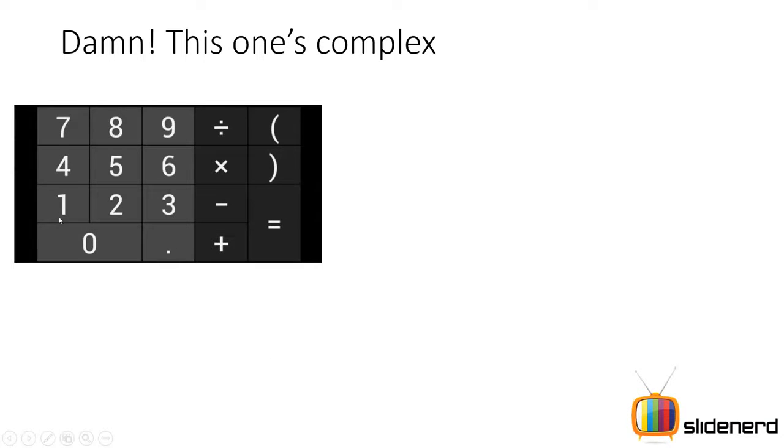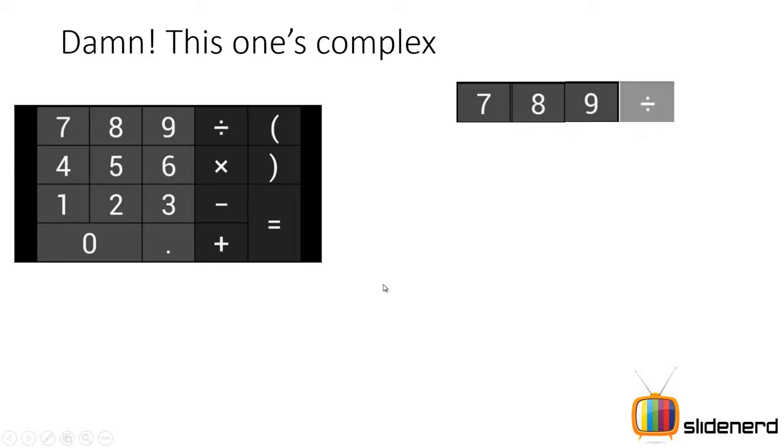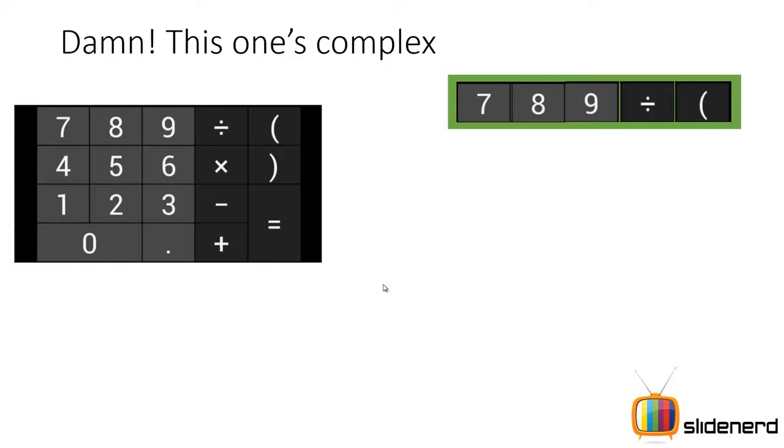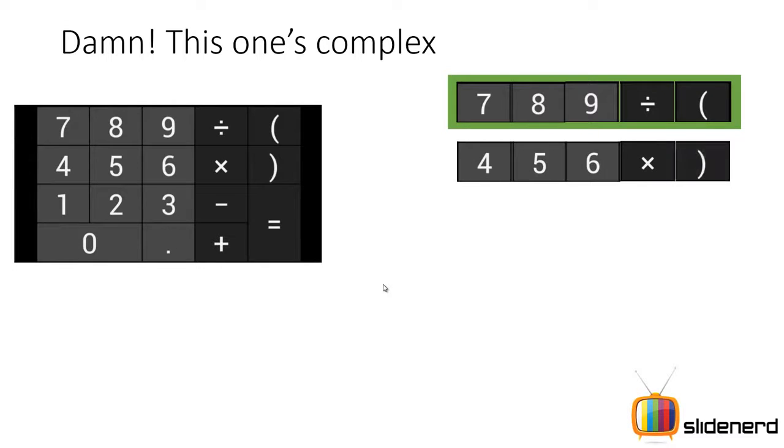In this vid, I'm gonna go ahead and make this block, but before I do anything, I wanna show you guys exactly what I'm gonna do in this vid. So here I have my 7, 8, 9, divide by, and this left bracket, right? Now they are inside this horizontal linear layout, which is our green box, right? And then we have 4, 5, 6, multiply, and the other closing bracket, which is inside another horizontal linear layout.